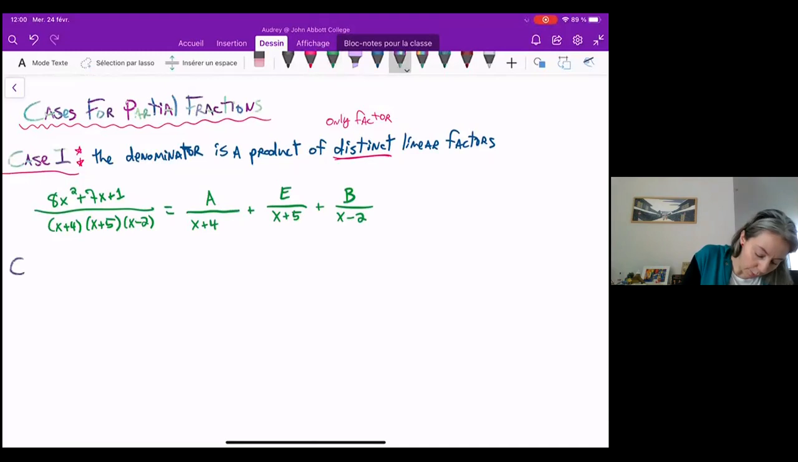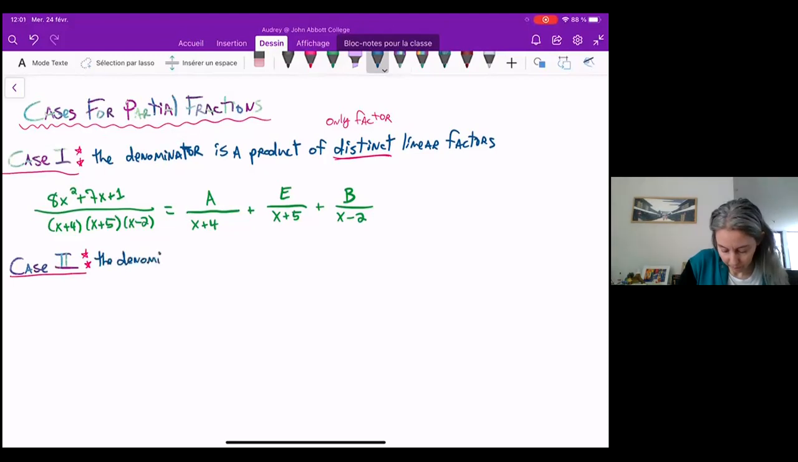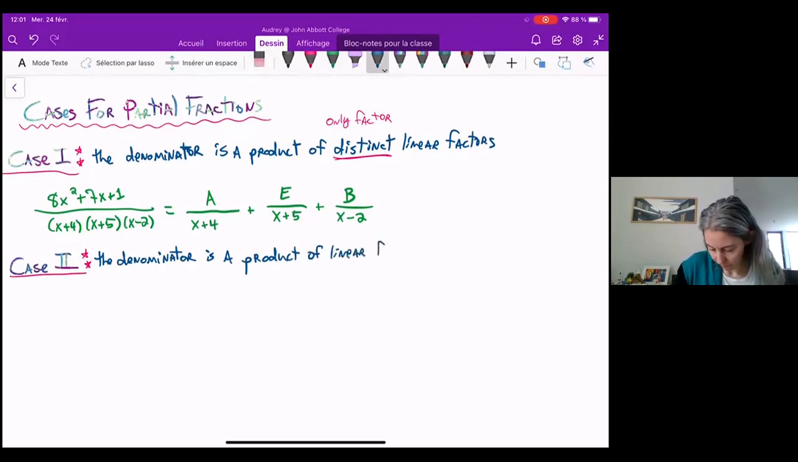So case 2, we're still going to be dealing with linear factors, but case 2 will be the case where some of those factors are repeated. So this is where the denominator is a product of linear factors, some of which are repeated.